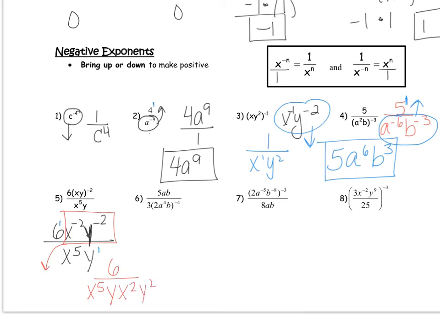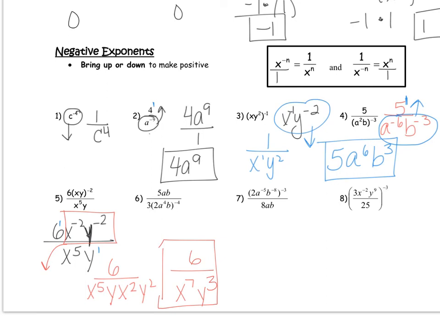They're now positive. So your final answer is going to be, now I can multiply x to the 5th and x squared. That gives me x to the 7th. And now I can multiply y and y squared. That gives me y to the 3rd with a 6 on top. That's your final answer. Okay, see if you can do 6, 7, and 8.